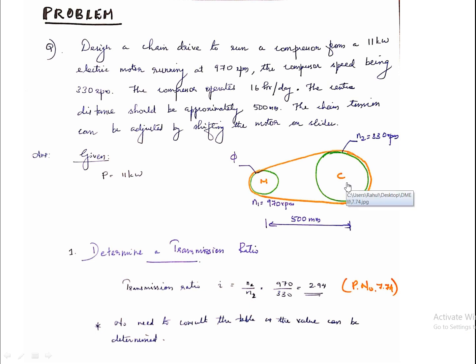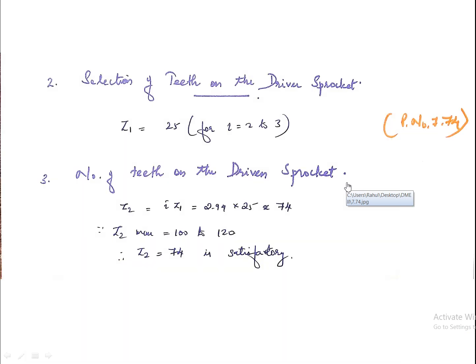Now once your transmission ratio has been found, the next step, as I said, is to find the number of teeth on the driver sprocket.